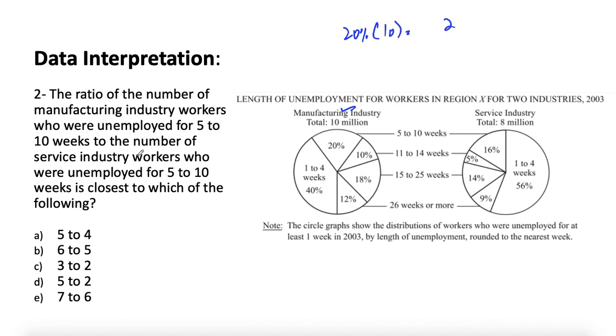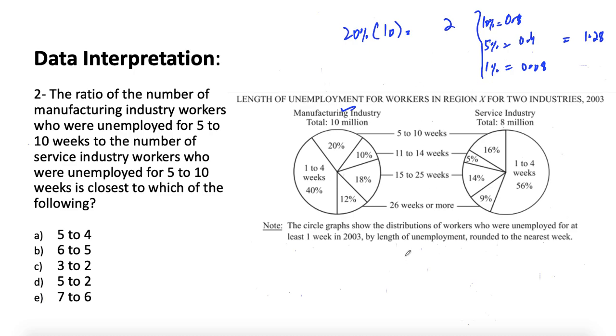And the other thing is the number of service industry workers who are unemployed for 5 to 10 weeks, and that is 16% of this 8. So we know what 10% is, that is 0.8. What is 5%? That is half of this, which is 0.4. And what is 1%? That is 0.08. If we add all of this, this will become 16%. So what is that? That is 1.28, right?